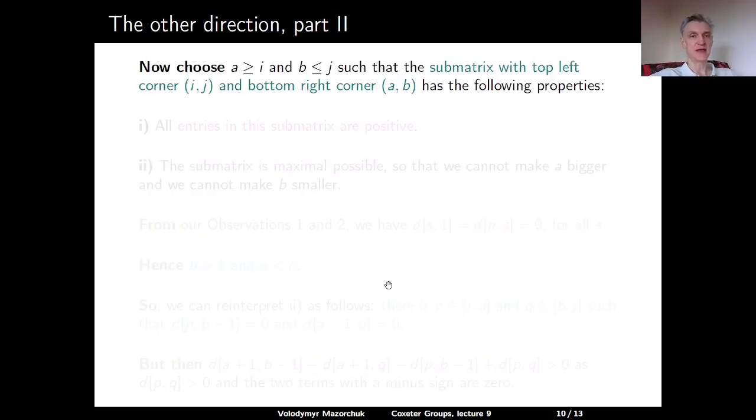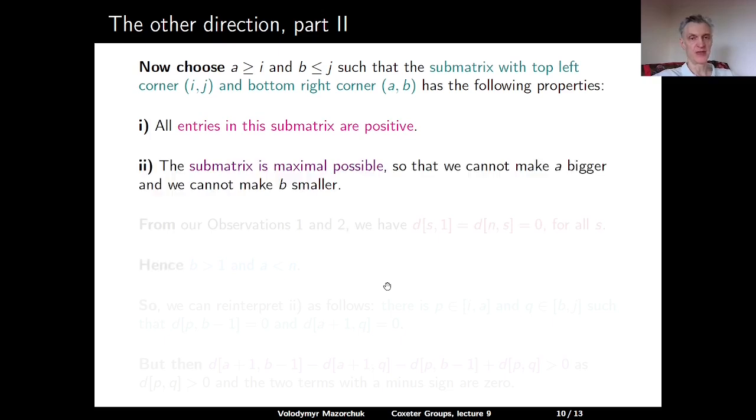Now let us choose a greater than or equal to i and b less than or equal to j, such that the submatrix with top left corner i, j and bottom right corner a, b has the following properties. First of all, entries in this submatrix should be strictly positive, and this submatrix should be maximal possible, so we cannot make a bigger or b smaller.